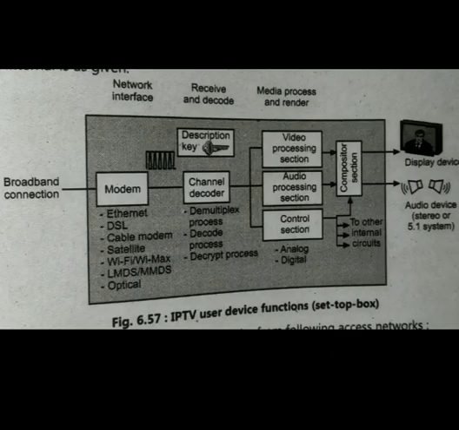Now let us discuss the IPTV user device. As we have seen, there were four sections in the IPTV system components: first the content network, then the head-end section, the distribution network, and the IPTV home network user. The IPTV home network user is nothing but the user devices. They are present at the houses of the different clients or users. As you can see in the diagram, the IPTV user device function can also be called a set-top box.